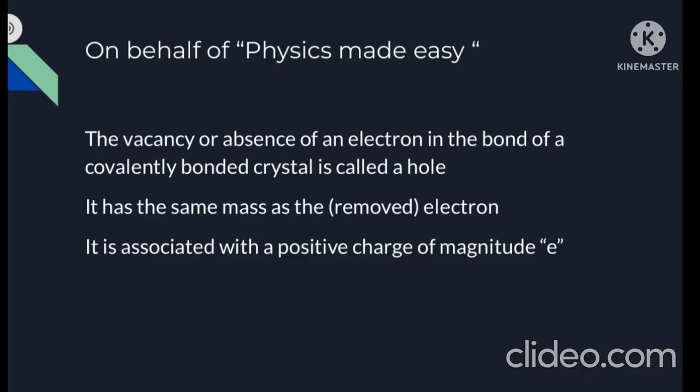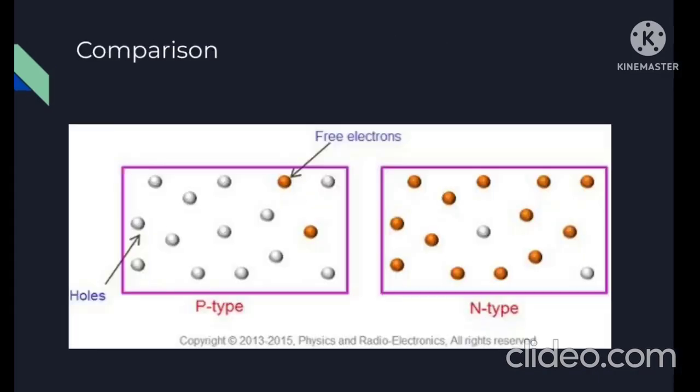So now the question comes to our mind, what is the actual definition of a hole? A hole, in actuality, is a vacancy, or it is called the absence of an electron in the bond of the covalently bonded crystal. It has the same mass as the removed electron. It is associated with a positive charge of magnitude small e. It means that it shows the nature opposite to that of electrons.